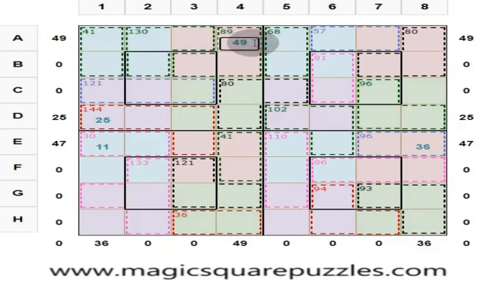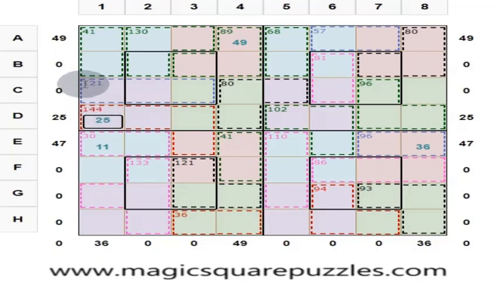49 occurs here, it won't occur anywhere else. 36 occurs here, it won't occur anywhere else. 11 occurs here, it won't occur anywhere else. Okay. This cell value is 11, and these two cells add up to give 30, and this cell value is 25, and these four cells add to give 144.